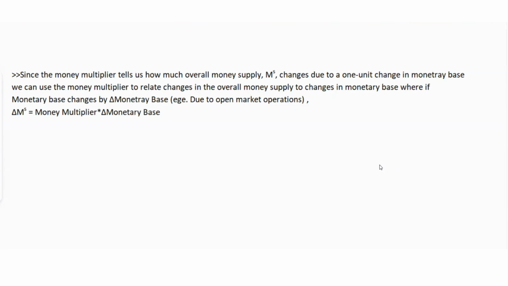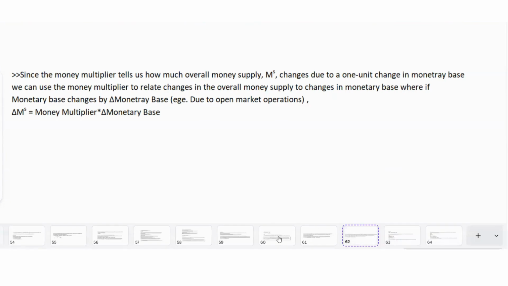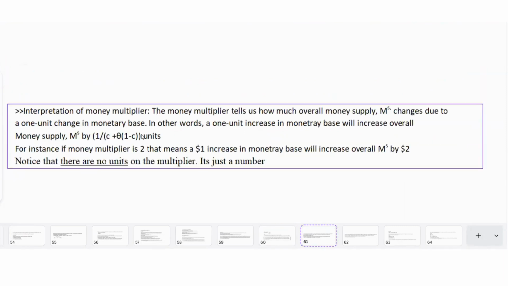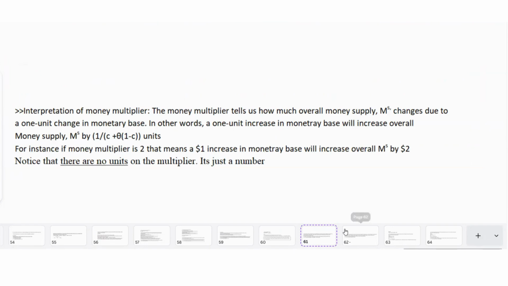We were discussing the money multiplier when we're looking at financial markets, the case where we don't just have a central bank, but we also have a banking sector. So here we talked about the formula for the money multiplier. If we go back, we said it's 1 by C plus theta, 1 minus C in the text. And then we looked at its interpretation. K tells us how much overall money supply changes due to 1 unit change in monetary base.